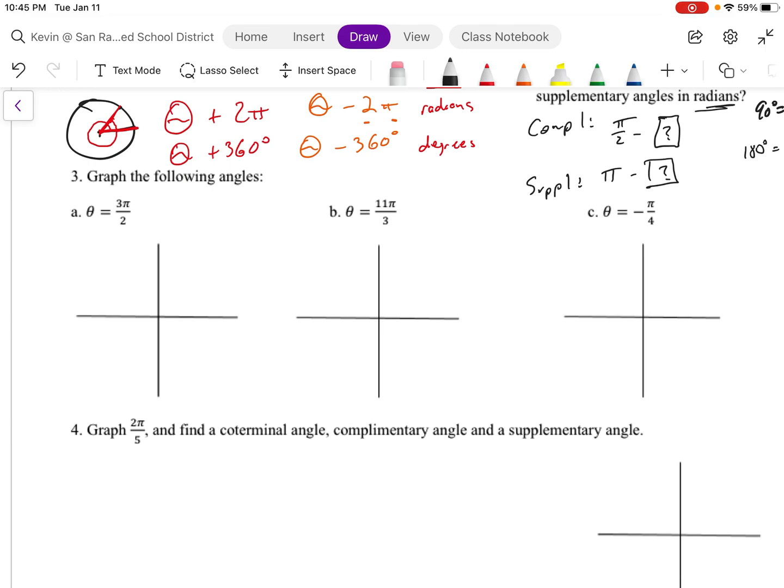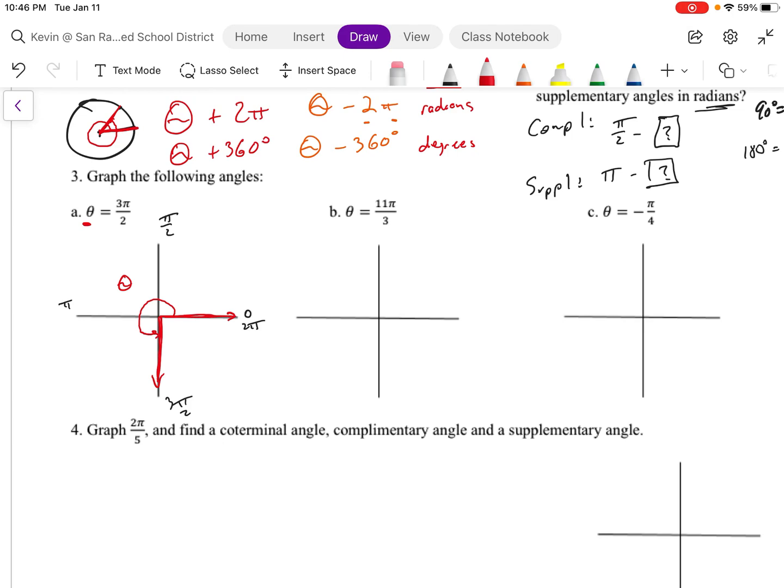It wants us to graph these angles. Let's remind ourselves this is 0. This is pi over 2. This is pi. 3 pi over 2. 2 pi. So I want an angle that is 3 pi over 2 in radians. So my initial side starts at the positive x-axis, and then I go around here until I get to 3 pi over 2. So this would be my theta, the measure of my angle.